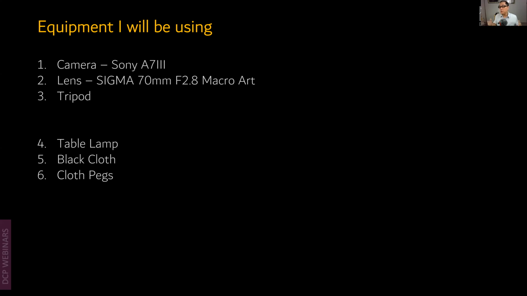If you have your table lamp, if you don't, you can even use the torch light from your mobile phone itself. It's all workable. So a light source, some dark cloth or dark clothing, or even a dark area which you can turn off the light in your house, or a wall that is painted with dark colors, all possible. And of course, cloth pegs.